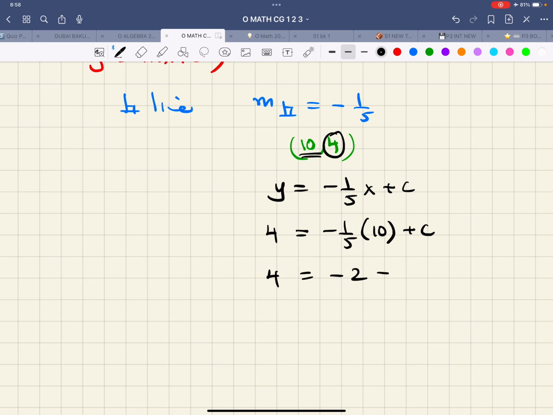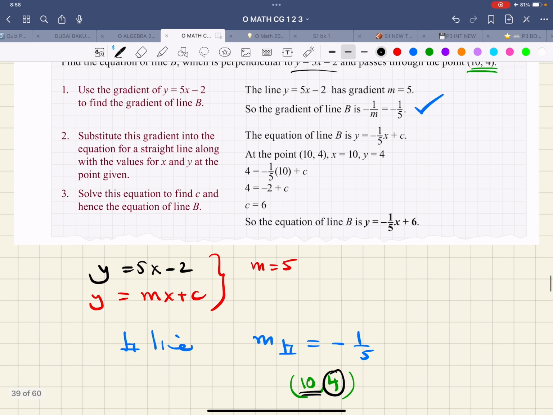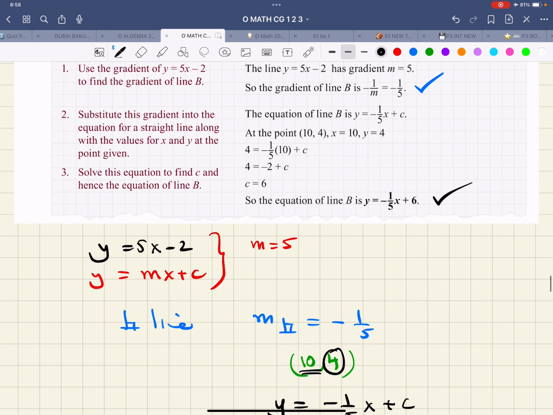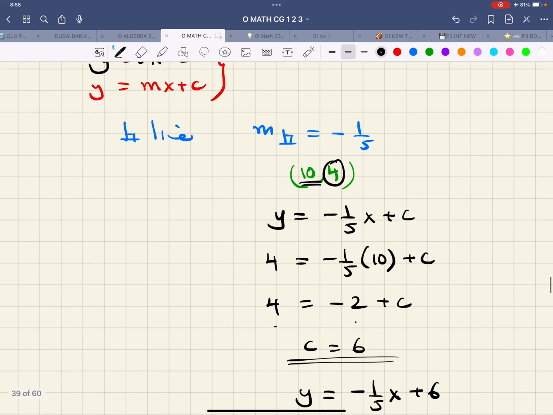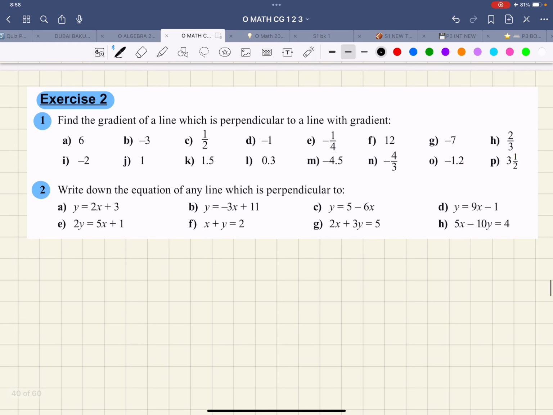This is minus 2 plus c. Therefore, c comes out to be 4 plus 2, which comes out to be 6. Therefore, the equation is y is equals to minus 1/5 x plus 6, and that is the equation of the line. Very, very basic. Coordinate geometry is a very, very important chapter. At the same time, it's very basic.